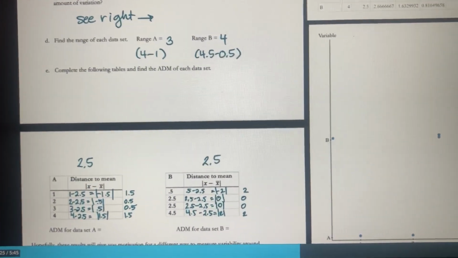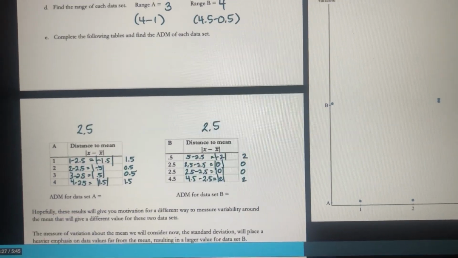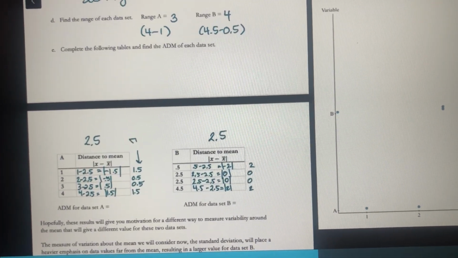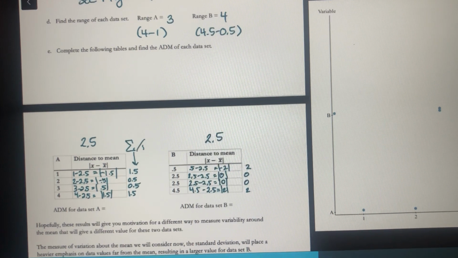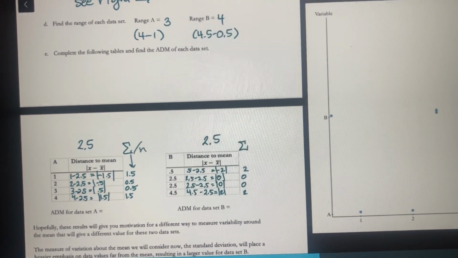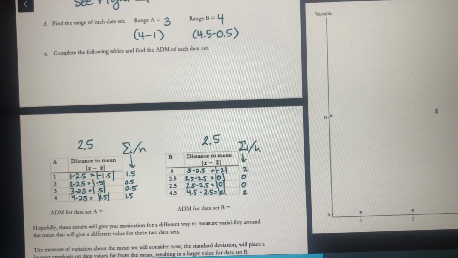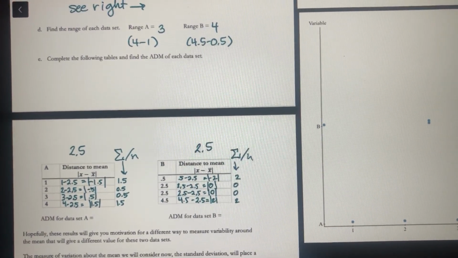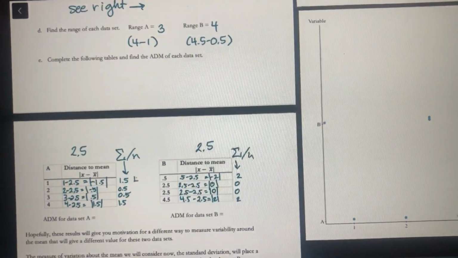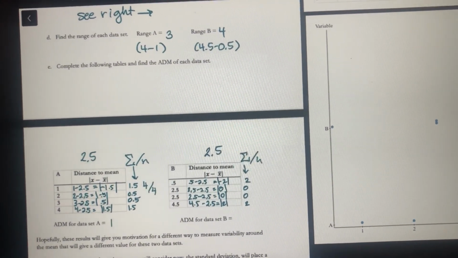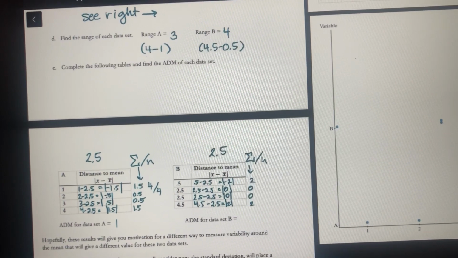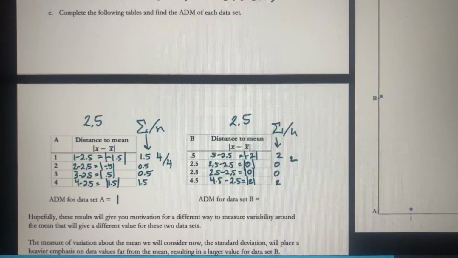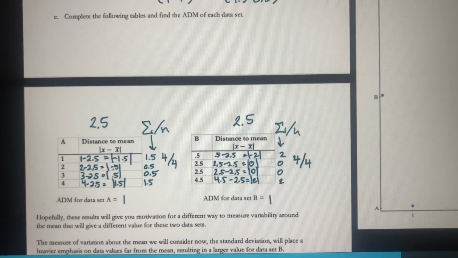Now we're finding the average deviation, which means we want to add these up. So I'm summing each of these values, and then I'm going to divide them by 4 because that's the number of observations we have. 1.5 plus 1.5 is 3, plus 1 is 4. So I have 4 divided by 4, which gives me an average deviation of 1. On the right-hand side, I have 2 plus 2, which is 4, divided by 4 is also 1.